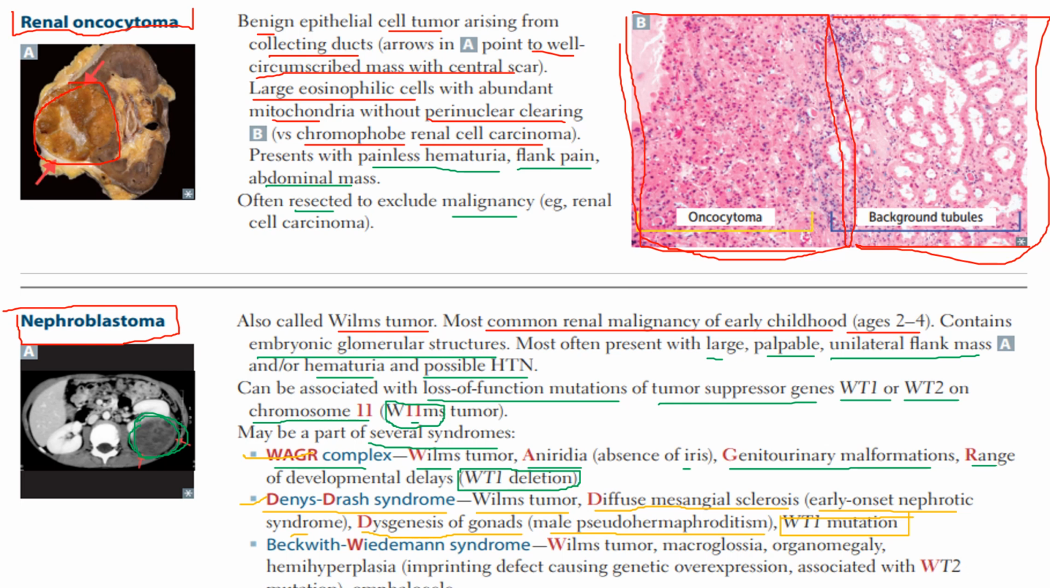Now the third one is the Beckwith-Wiedemann syndrome. It is also part of the Wilms tumor. It associates with macroglossia, organomegaly, hemihyperplasia, and an imprinting defect causing genetic overexpression of the WT2 gene. It is only associated with the WT2 gene.